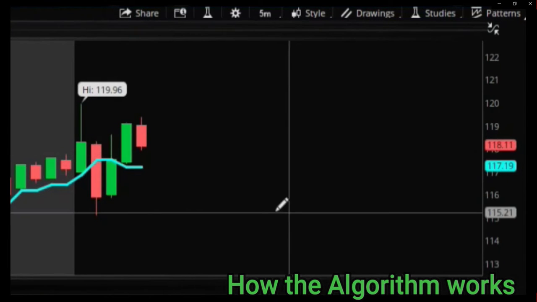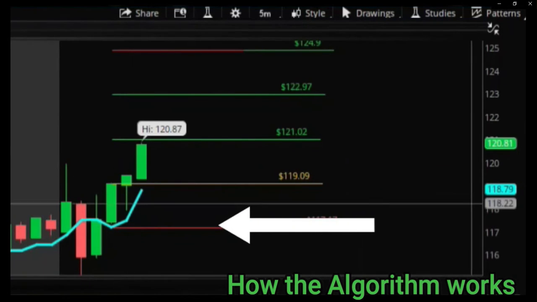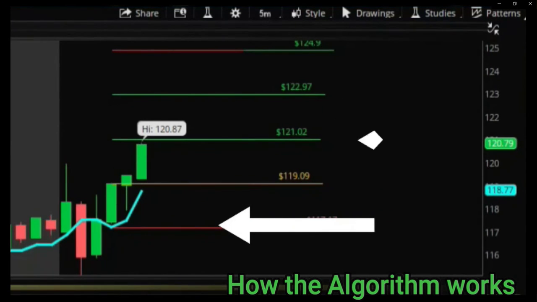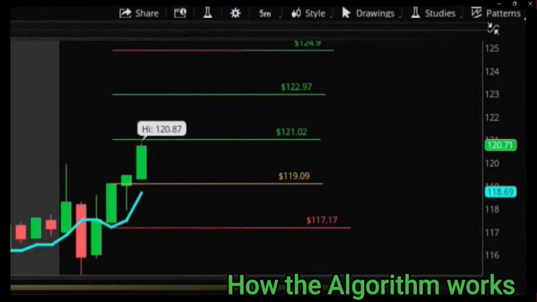Okay, so once the algorithm has switched and confirmed, it gives me my stop if I'm wrong, and it also gives me my targets if I'm right. There's 1, 2, and 3 right here. And sometimes I get even more than that.